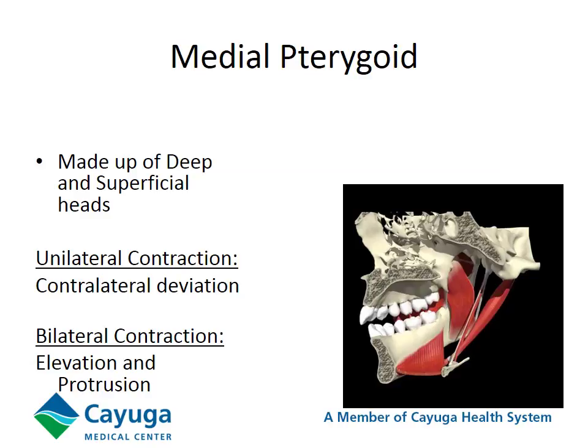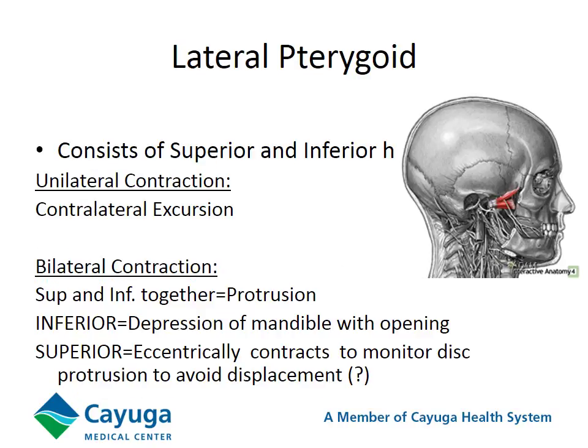elevation and protrusion. The lateral pterygoid consists of a superior and inferior head. Unilateral contraction will cause contralateral excursion. Bilateral contraction, with the superior and inferior together, cause protrusion. Inferior by itself helps the depression of the mandible with opening, and superior by itself may eccentrically contract to monitor disc protrusion to avoid displacement. There is very little research to show what the superior muscle head will do individually.